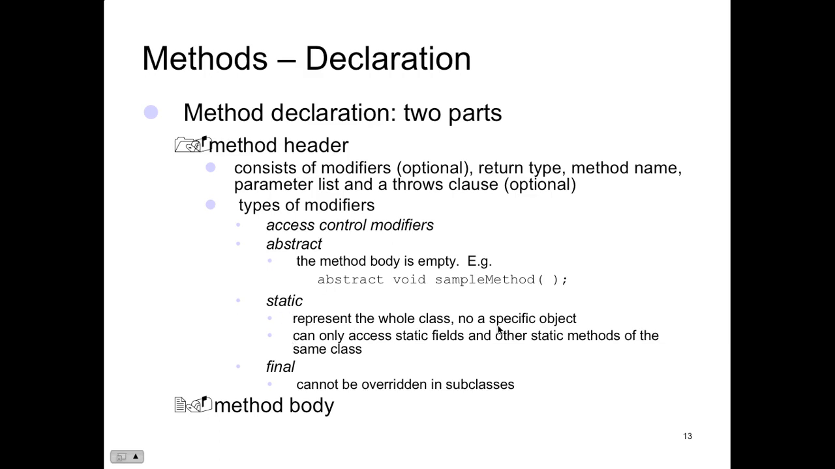Static represents the whole class, not a specific object. And it can only access static fields and other static methods of the same class. So if you wanted to create a method to modify a static variable next, you're not going to use the constructor for this. You're going to say static next ID is equal to 0.